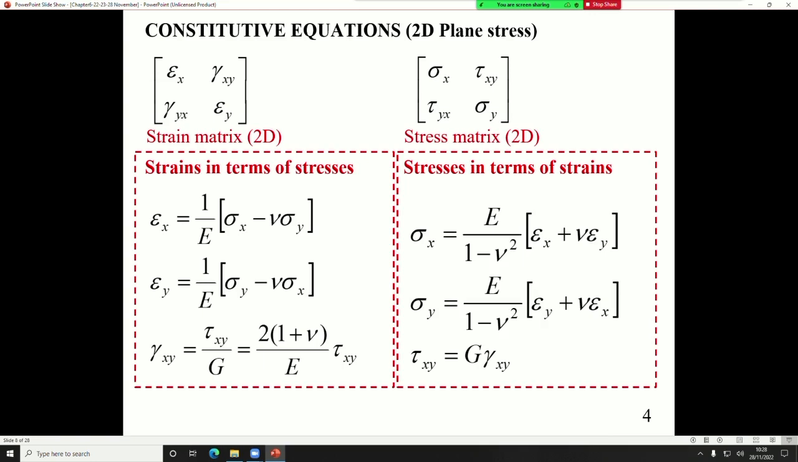When you do a strain analysis in the lab, we cannot measure stresses. In the laboratory, we can measure strains. Once you get the strain measurements, you find the corresponding stress components. So at the moment, you're using these three equations to find the experimental stresses from measured strain values. Any question on slide number 4? Okay, so we move on to the next slide.